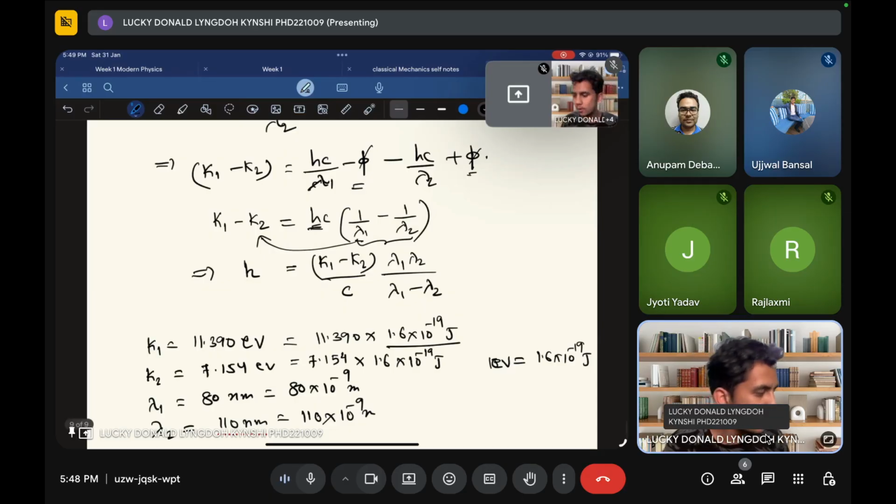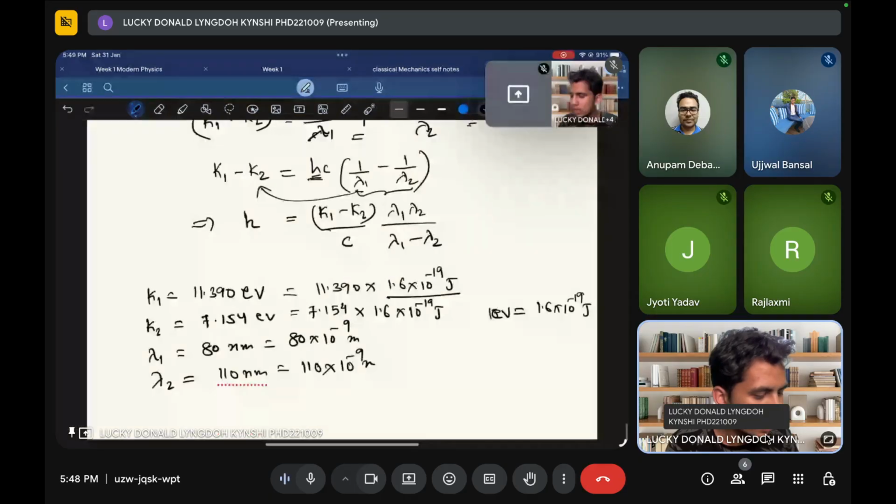Here also I have done the same thing. I have expressed energy in terms of the SI unit joules, and lambda in nanometer as 10 to the power minus 9 meter. Then you can just replace this. K1 you know, K2 you know, lambda 1 you know, lambda 2 you know. c is the speed of light, c is equal to 3 into 10 to the power 8 meter per second.